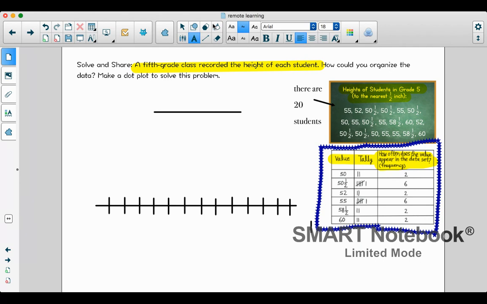So I'm going to go to my handy dandy tools. I'm going to give this a title. Height of students in grade 5. This is my title. There you go.